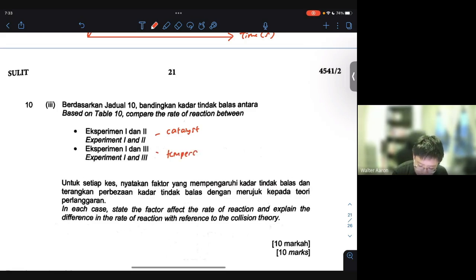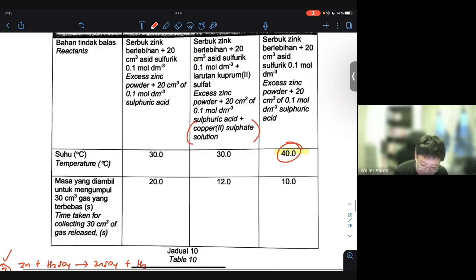Because as you can see in the table above, we notice the presence of the copper 2 sulfate, which can act as a catalyst to increase the rate of reaction. While the first experiment has no copper 2 sulfate solution, so it will be slightly slower compared to the one with copper 2 sulfate. And then between experiment 2 and 3, there is a difference in temperature. One is 30 degrees Celsius, but the other one is 40 degrees Celsius. So therefore, we know that the second part is comparing temperature.